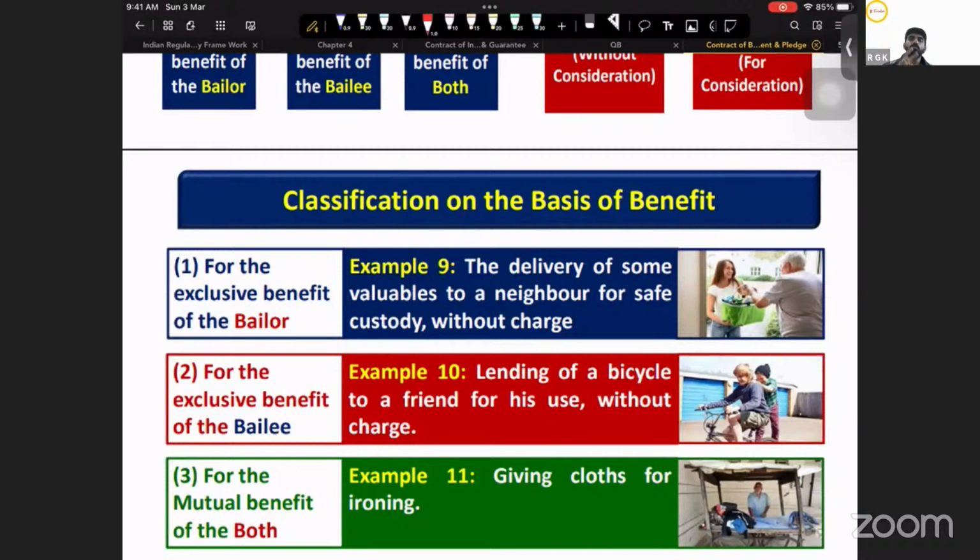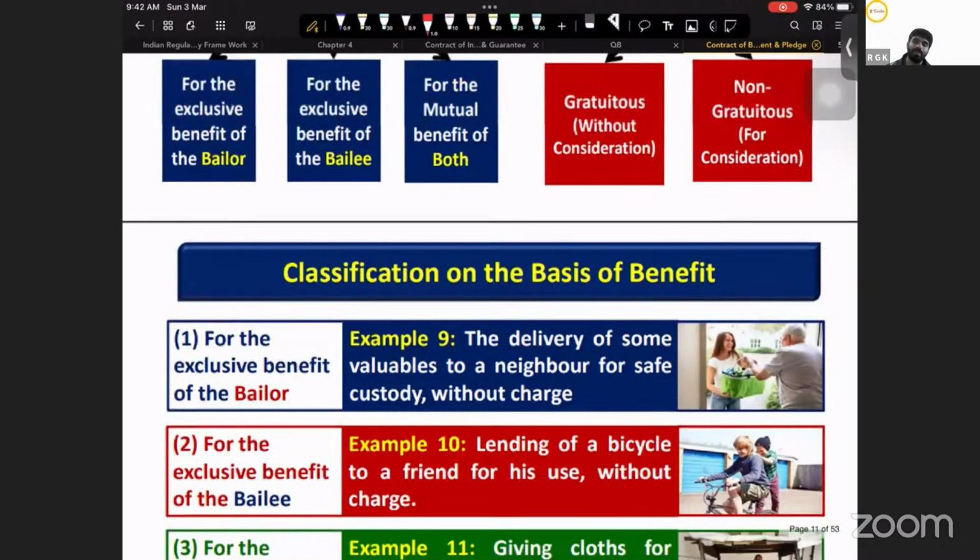Then for mutual benefit of both. Mutual benefit means both will be benefited. If you give clothes for ironing, you will get your clothes ironed, the person will get the money paid. If you are giving your car for repair, you will get your car repaired, the other person will be paid for his service. So this is what is called as mutual benefit. For both the parties, there is a benefit. Renting out a car, hiring out a car, you are giving your car to another person. He'll enjoy the car, you will also get the rent. So this is mutual benefit of both the parties.